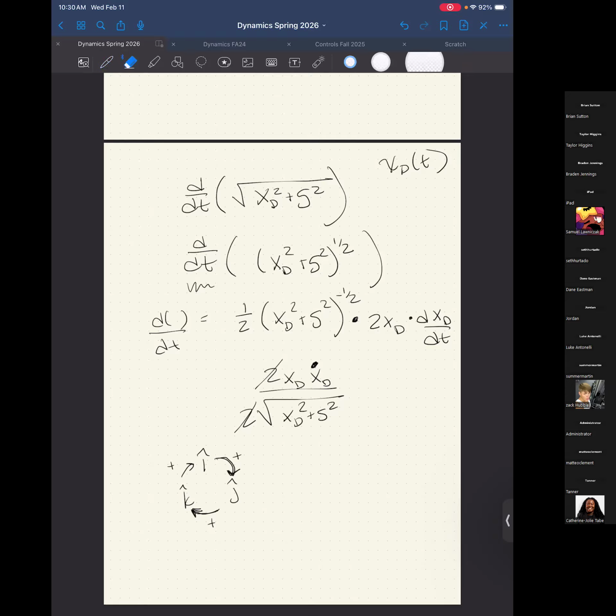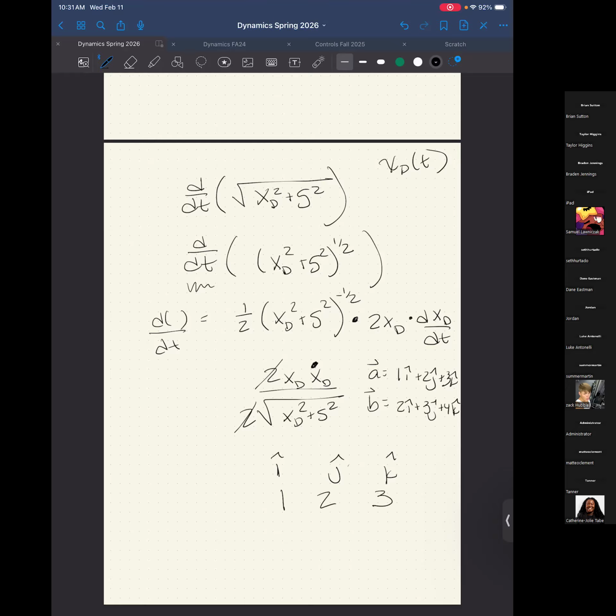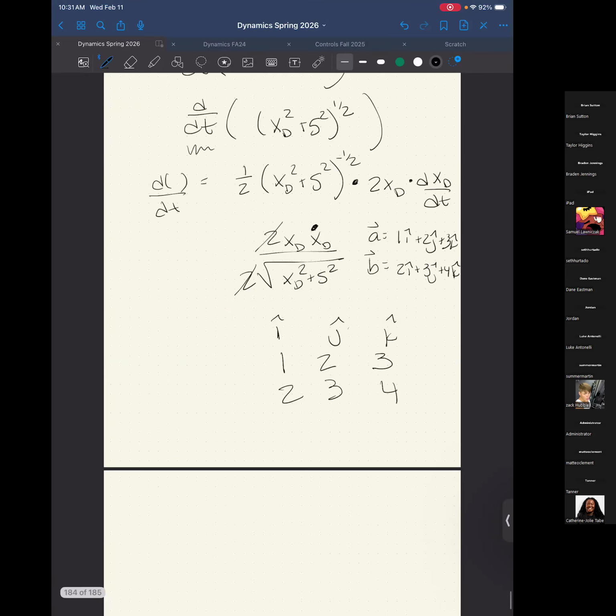You don't need to if you do cross products the way that I've shown in all our notes, which is where you build that array, right? Like if I have A equals 1i plus 2j plus 3k, and I have b equals 2i plus 3j plus 4k. The way that I fill out this array is I write i, j, k, and then I write my a vector, which is 1 in the i hat, 2 in the j hat, 3 in the k hat, and then I write my b, which is 2 in the i hat, 3 in the j hat, 4 in the k hat.